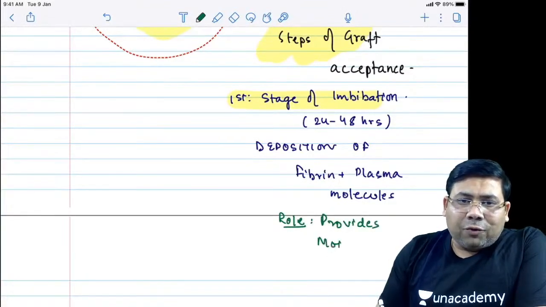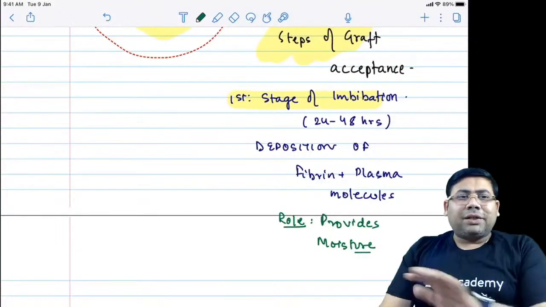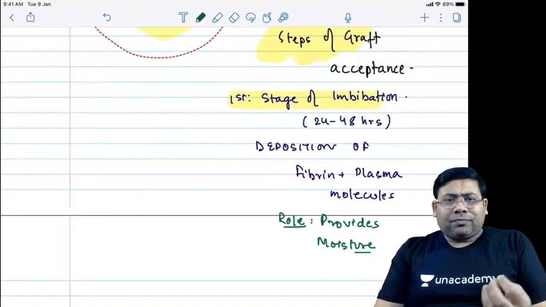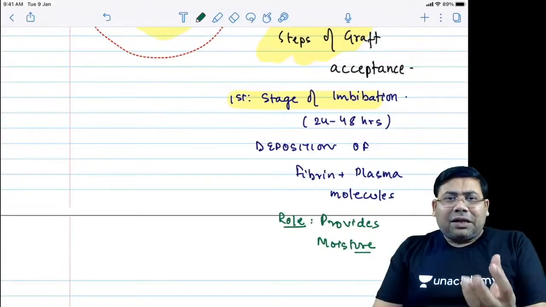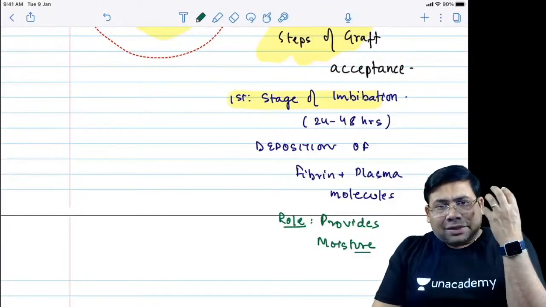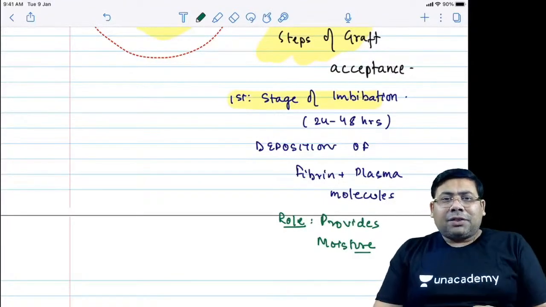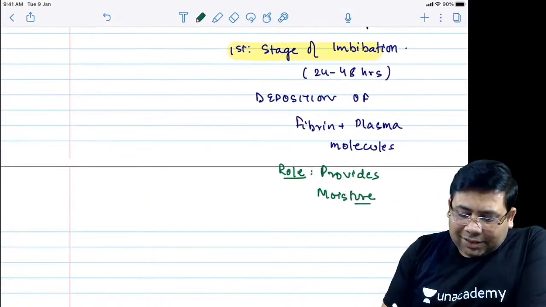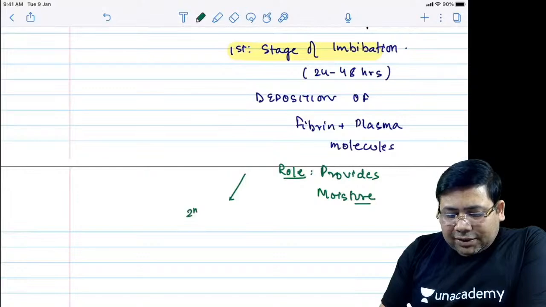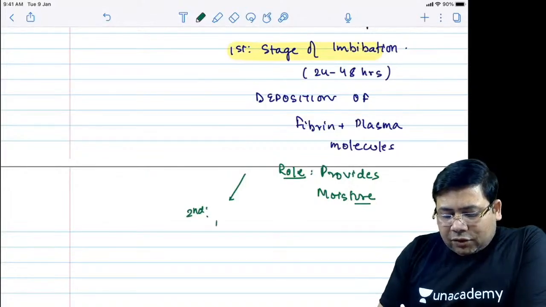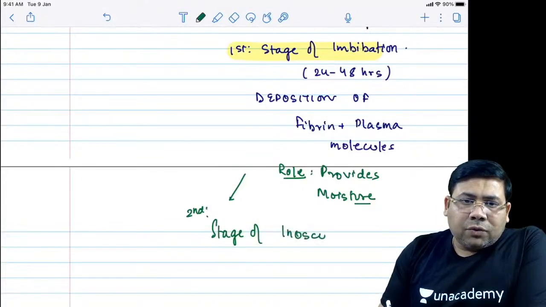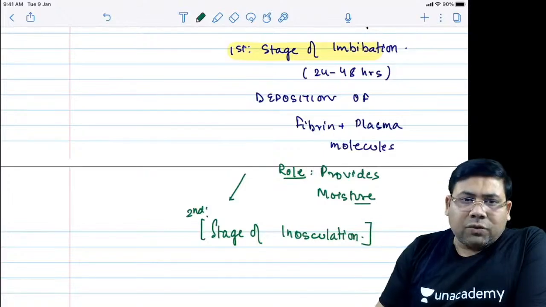You know what a graft is? You take a piece of tissue and you place it at another place. So what will happen? It will keep on getting ischemic. So the ischemic graft gets nutrition, gets moisture by different ways. So the stage of imbibition provides moisture. Then after this, we have the second stage, known as the stage of inosculation. So stage of imbibition and stage of inosculation.